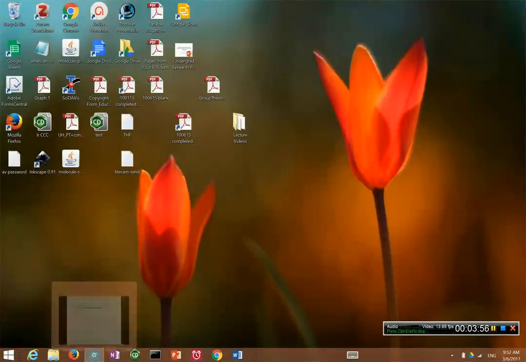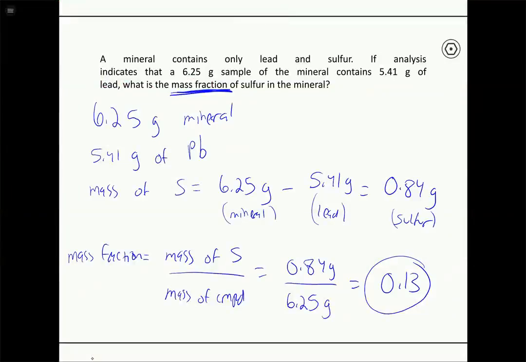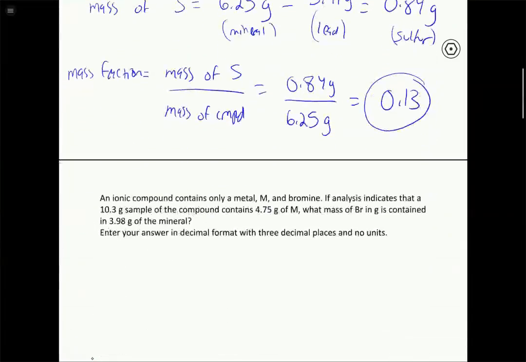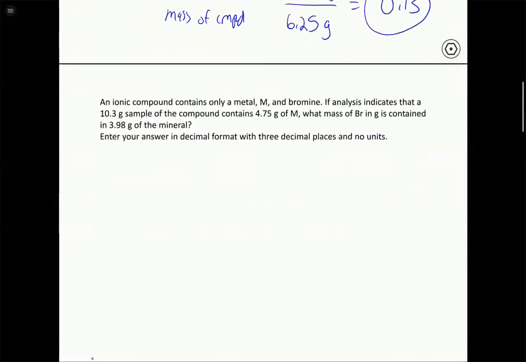Okay, then we have one more problem that asks us to use mass percents, although this time it takes it a little bit of a step further. We have an ionic compound that contains a metal M, which we're not even identifying, and bromine. If analysis indicates that a 10.3 gram sample of the compound contains 4.75 grams of M, what mass of Br in grams is contained in 3.98 grams of the mineral? This one takes it a step further because we need to first determine the mass ratio and then extrapolate it to a different amount of the mineral.